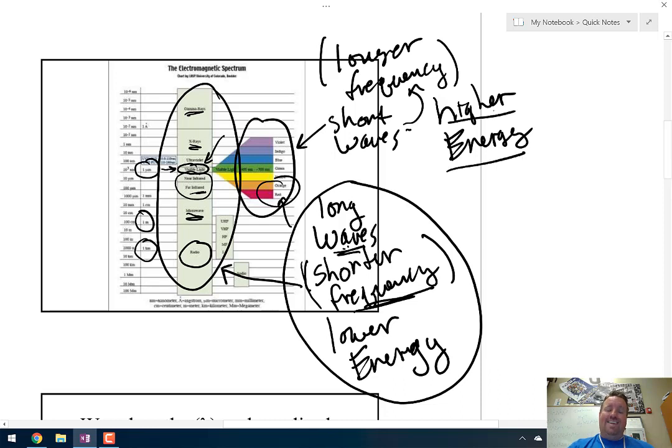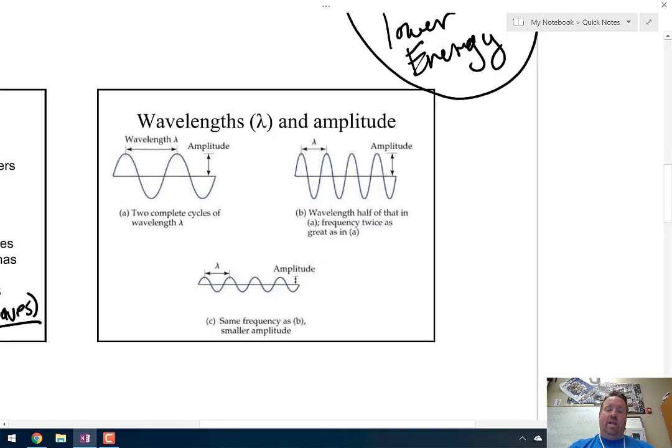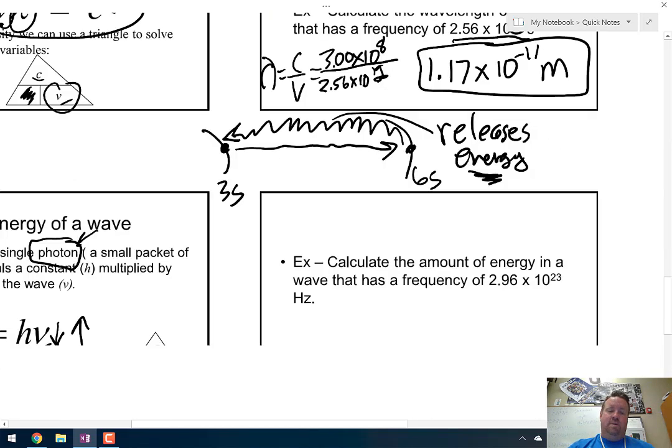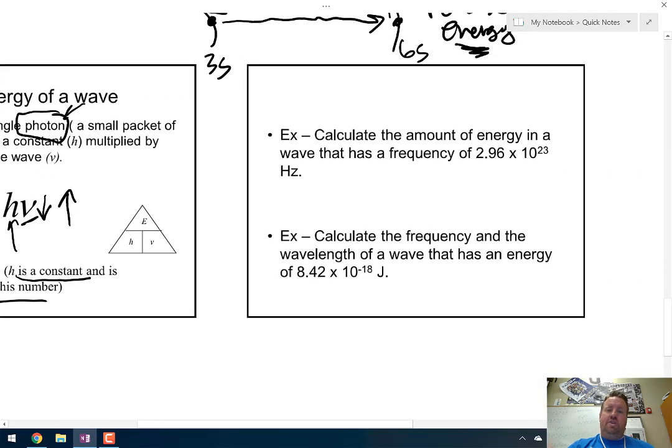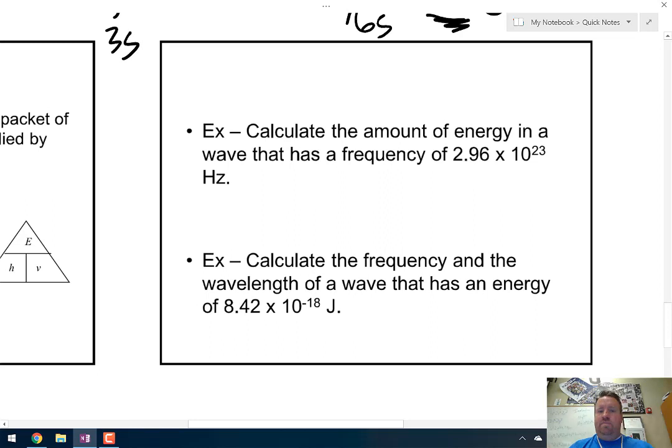So red is a low energy light, whereas purple and blue are high energy lights. All right, so let's take a look here at a couple of examples. So the first one says, calculate the amount of energy in a wave that has a frequency of 2.96 times 10 to the 23rd hertz.